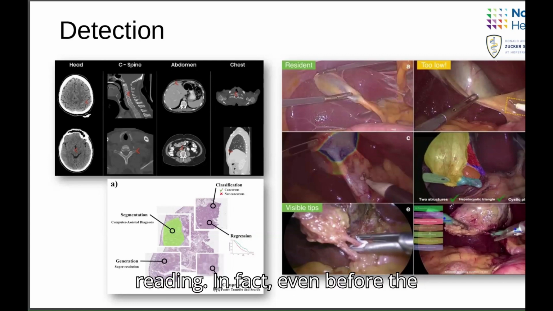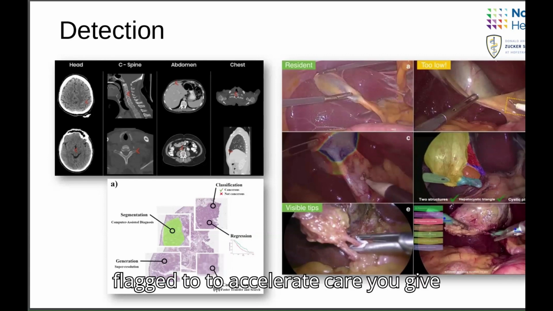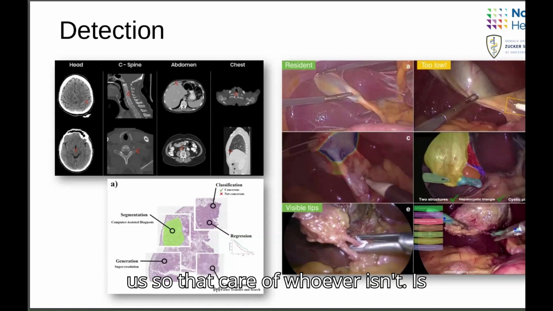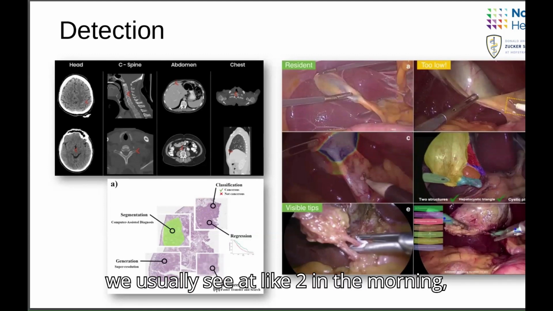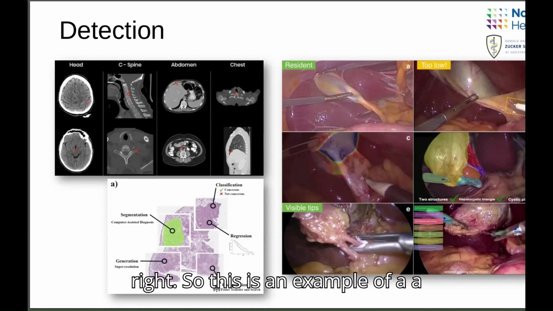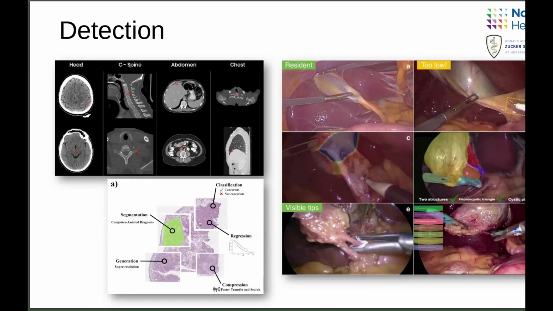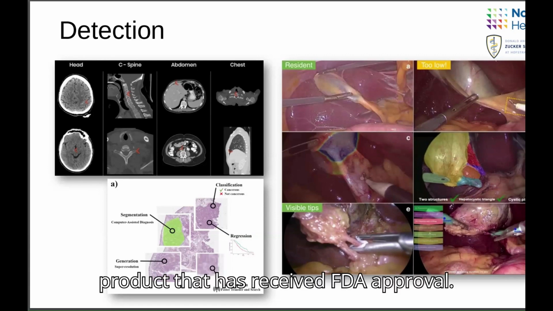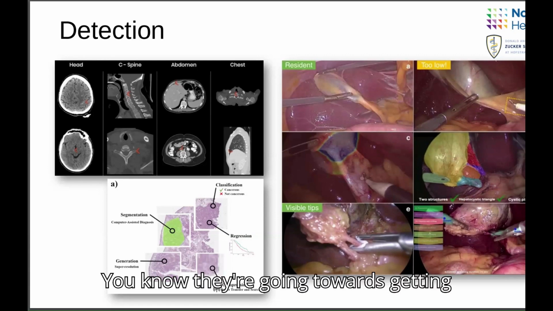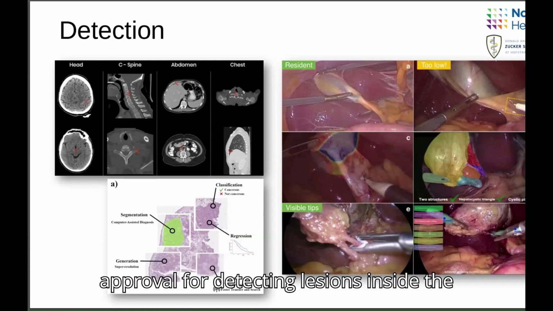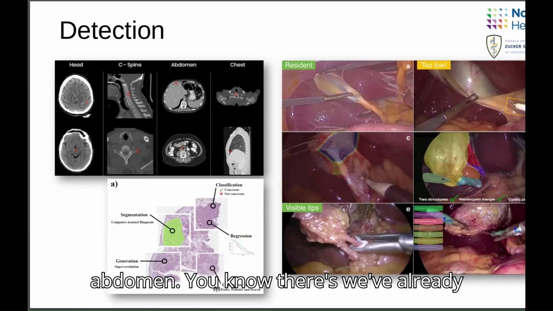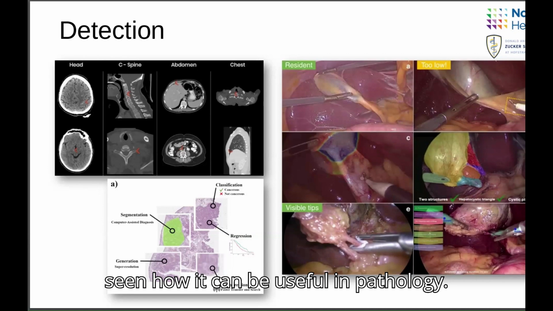In fact, even before the radiologist looks at the whole patient, the patient has been flagged to accelerate care, so that care delivery is expedited and not delayed as we usually see at 2 in the morning, right? So this is an example of a product that has received FDA approval. They're going towards getting approval for detecting lesions inside the abdomen. We've already seen how it can be useful in pathology.